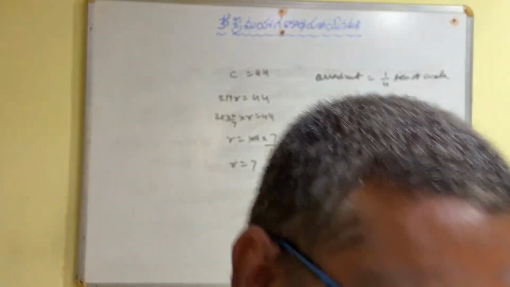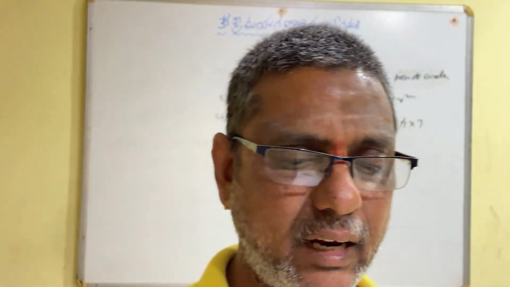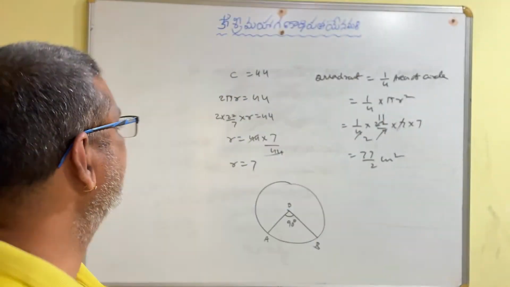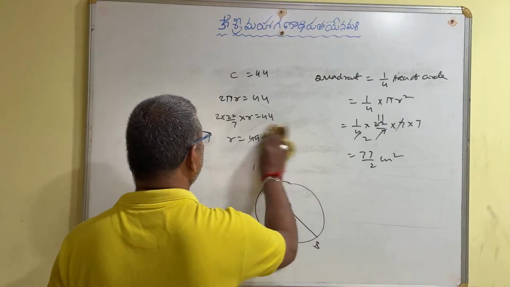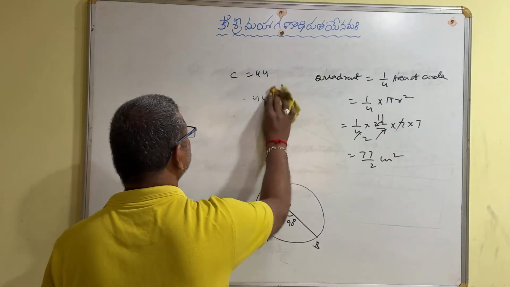A chord of a circle of radius 30 centimeters makes an angle 60 degrees at the center of the circle. Find the area of the segment. Can anyone say what is the area of segment formula? Area of segment formula. Anyone?